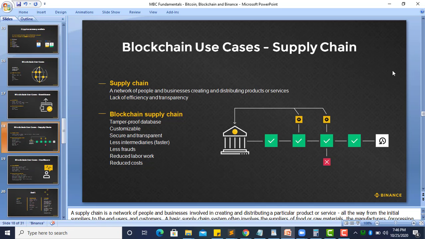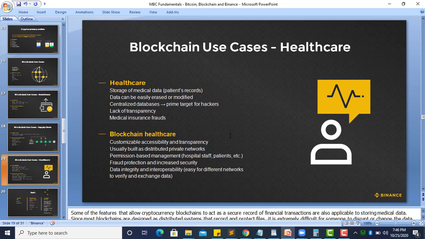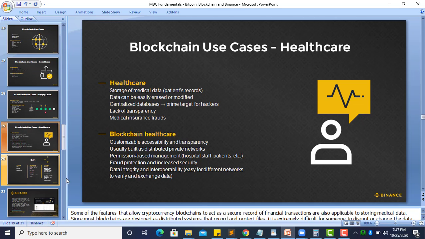So all these things are some of the applications of blockchain technology, the use cases. You can use it in supply chain, use it in health, like I've explained before. So a whole lot of things. You can use it in finance. So those are some of the use cases of blockchain technology. So this one is for health.